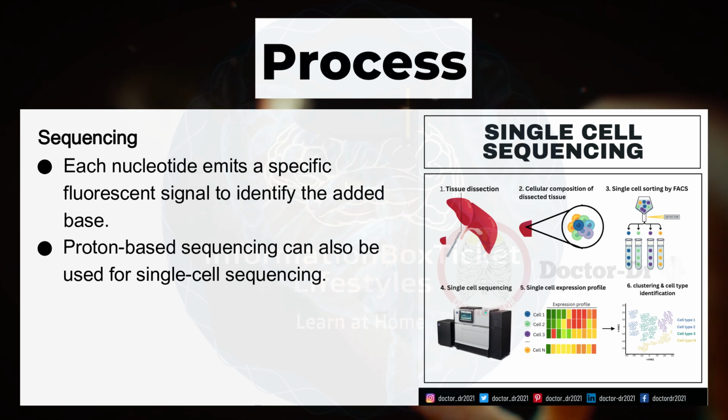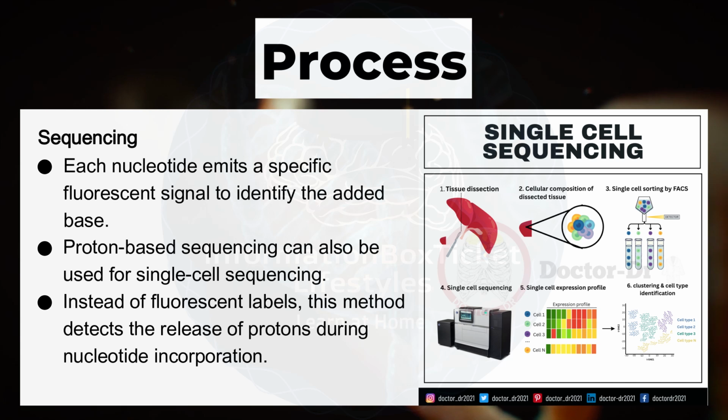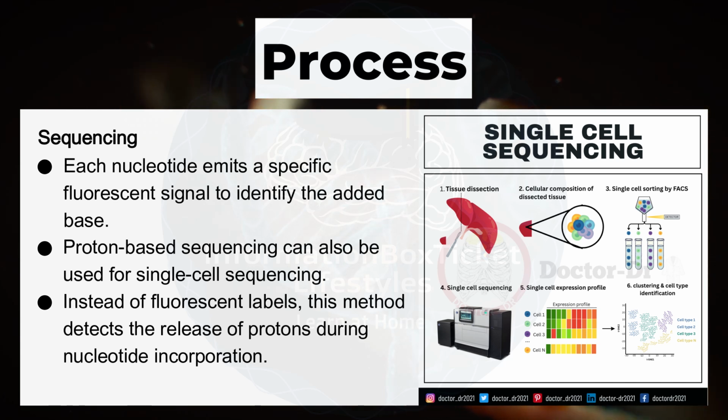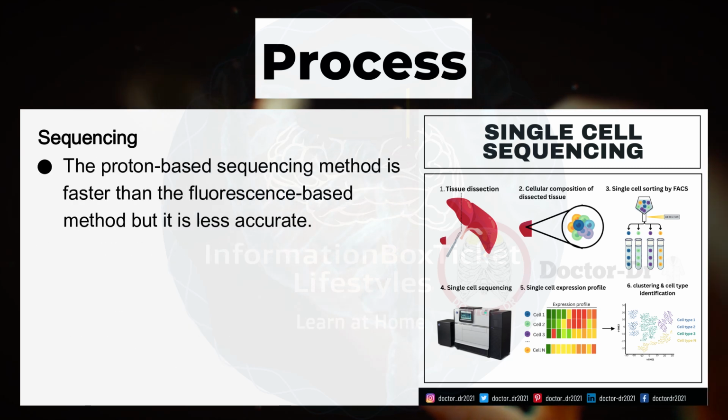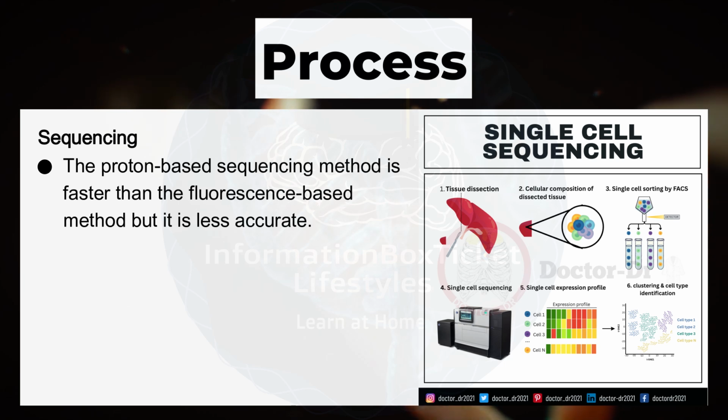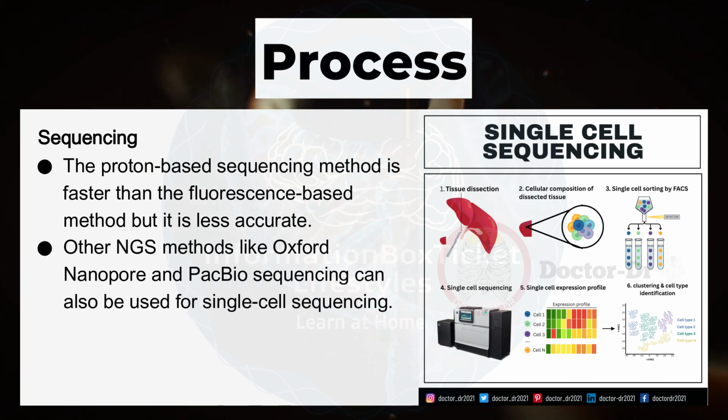Proton-based sequencing can also be used for single-cell sequencing. Instead of fluorescent labels, this method detects the release of protons during nucleotide incorporation. The proton-based sequencing method is faster than the fluorescence-based method, but it is less accurate. Other NGS methods, like Oxford Nanopore and PacBio sequencing, can also be used for single-cell sequencing.